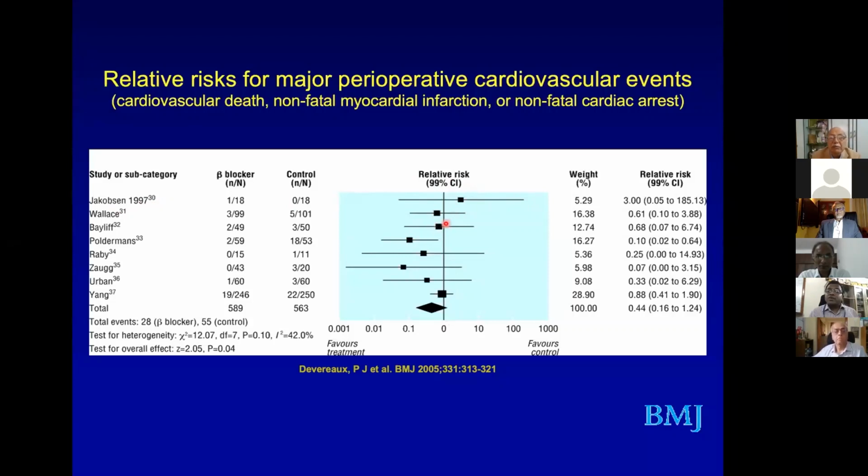So the size of the box, you will notice that the size of the box also varies. This is not a printing error. This is the size of the box. You see here and here, you will have a difference. The size of the box indicates the amount of information that that study provides to the meta-analysis.